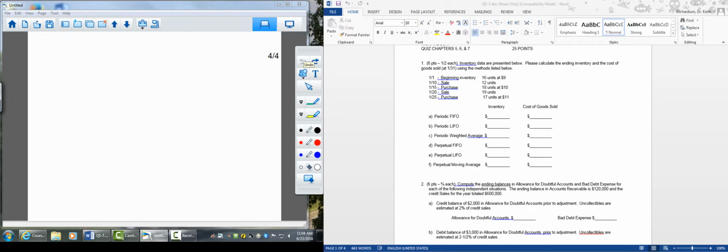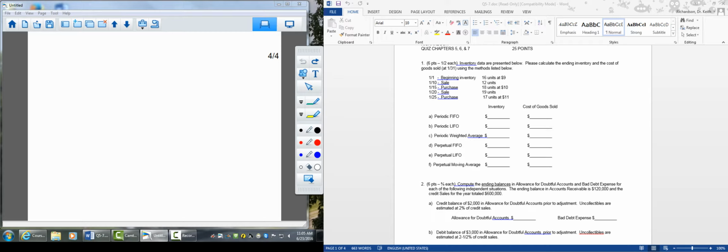Okay, anyway, so what's periodic versus perpetual? Periodic is when you take inventory at the end of the quarter or the year. Anytime you want to do a financial statement, periodically you have to count the inventory to do the financial statement. Because you don't keep track of how much inventory you have all the time. Periodic is simpler from an accounting standpoint, but it isn't as good at internal control. What do I mean by that? You don't know how much inventory you have.